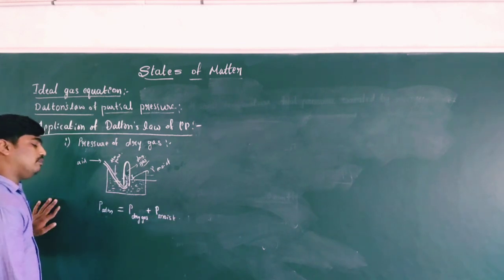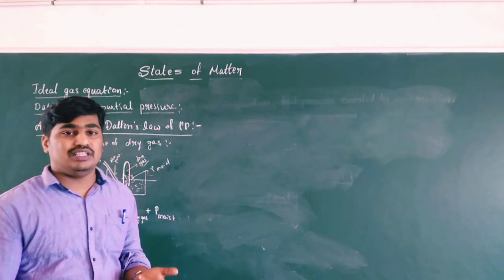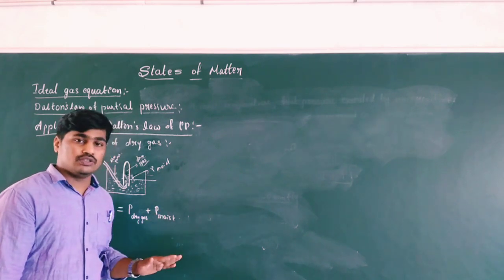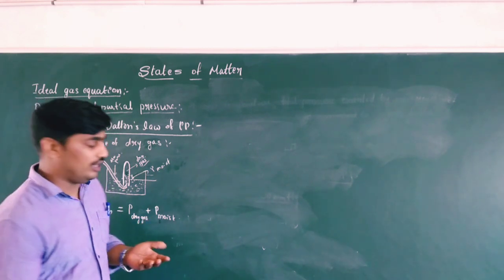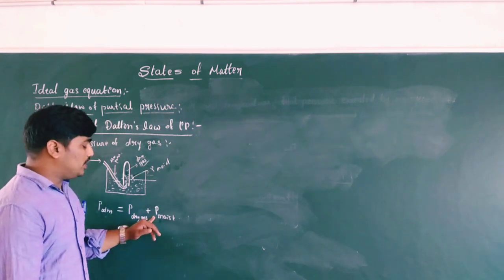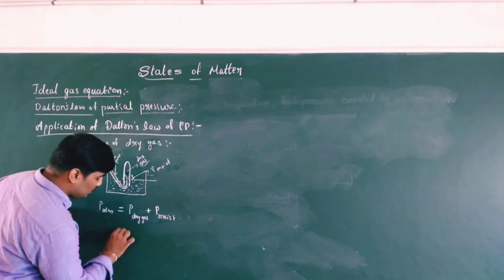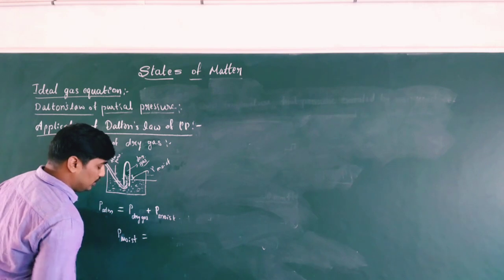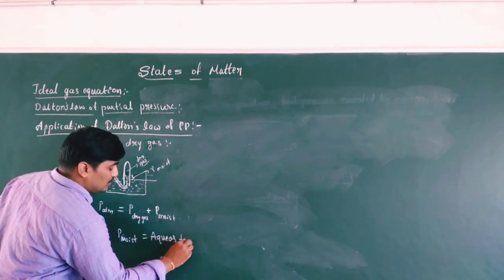What is the meaning of pressure of moist? Pressure of moist depends upon the temperature. If the temperature increases, the pressure of moisture decreases. If the temperature is lower, then the pressure of moist is higher. I'm just changing the P moisture. P moist is equal to the aqueous tension.